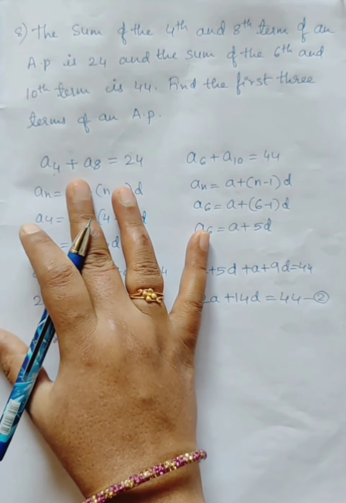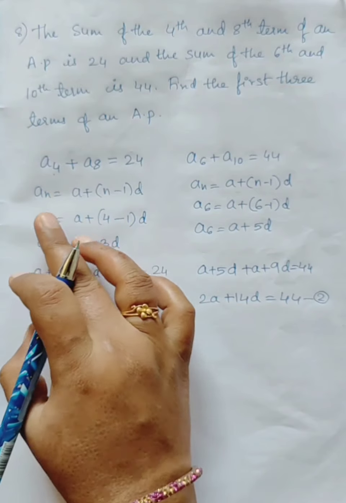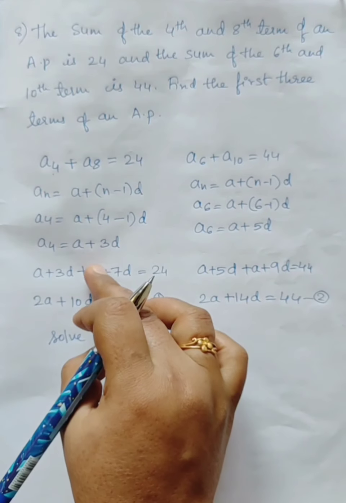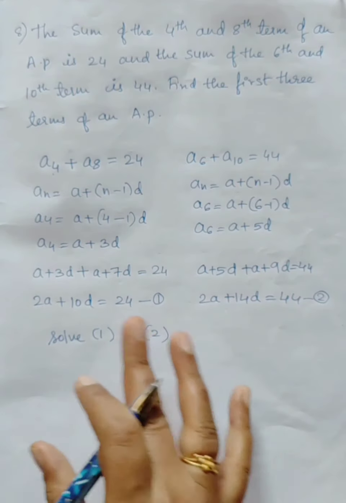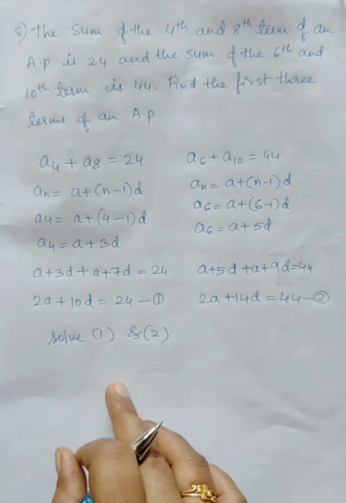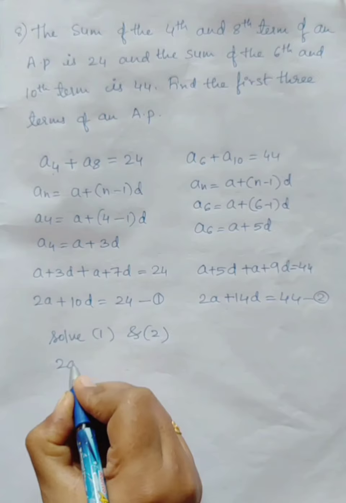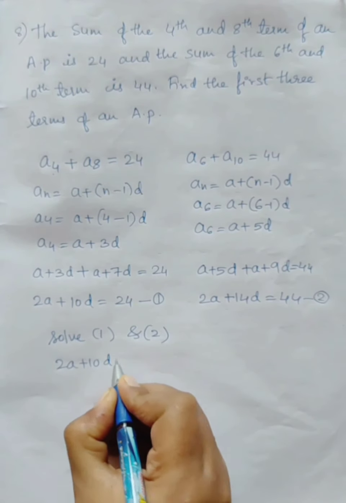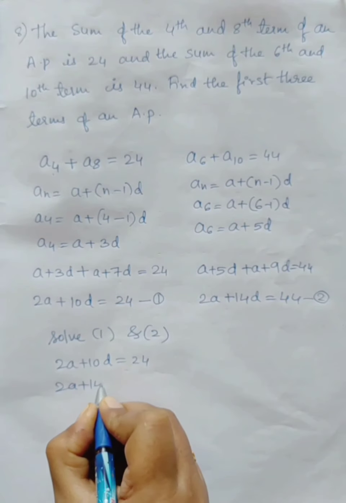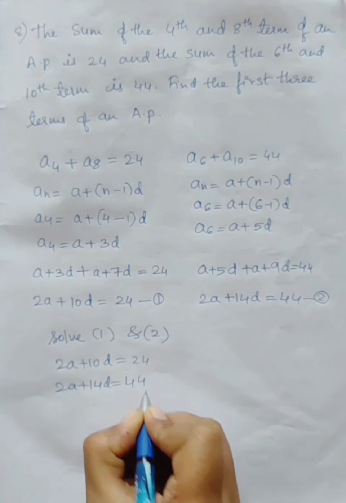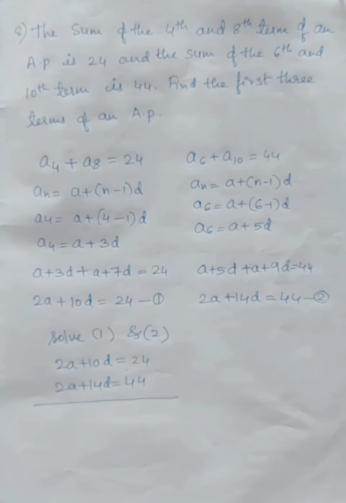Whatever values are given, you need to form the equation using the formula. Once you get the equations, solve them simultaneously. So I am going to take it here: 2a + 10d = 24 and 2a + 14d = 44. So how to solve this simultaneously?